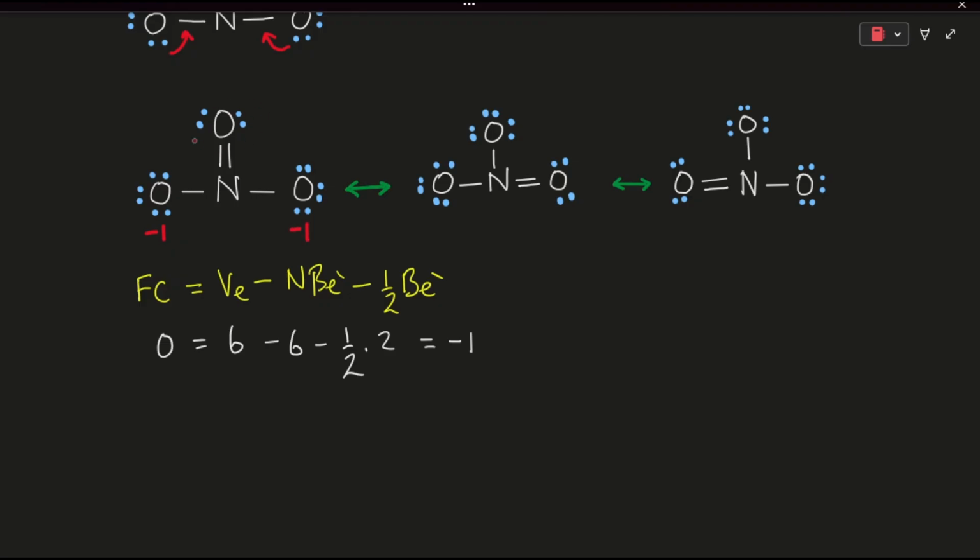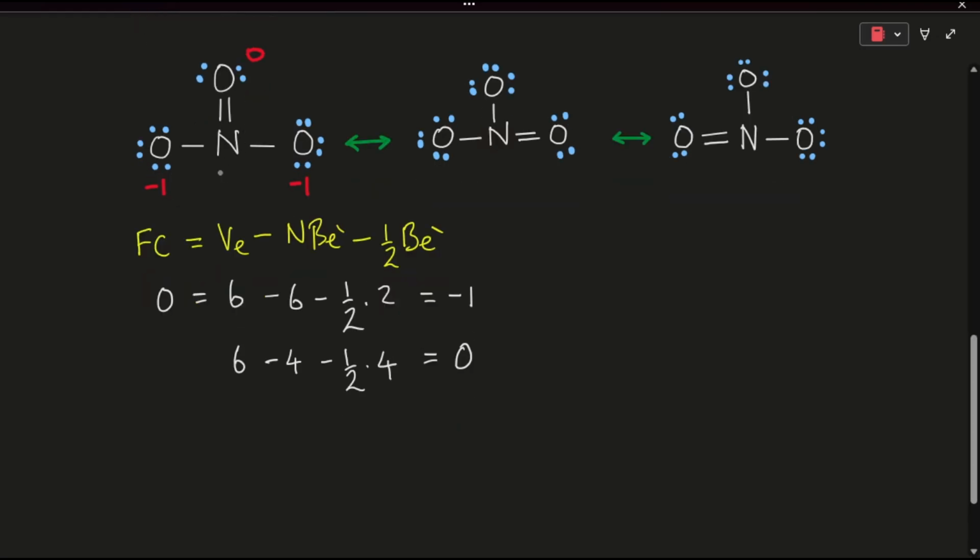Now, if we consider this oxygen atom, the valence shell electrons are 6, the non-bonding electrons are 4, and the bonding electrons are also 4. So for this oxygen atom, we're going to have a formal charge of 0.